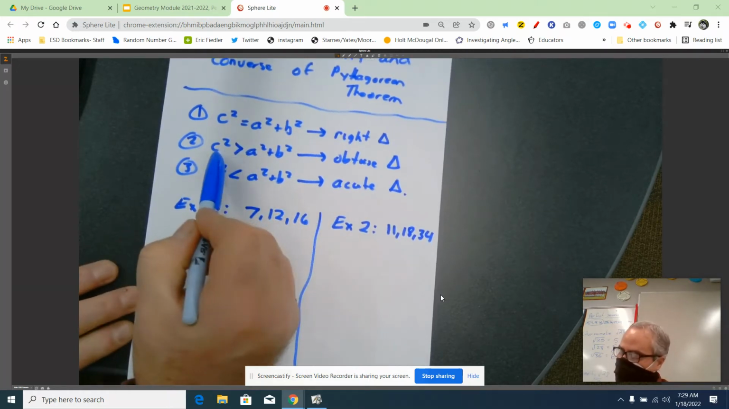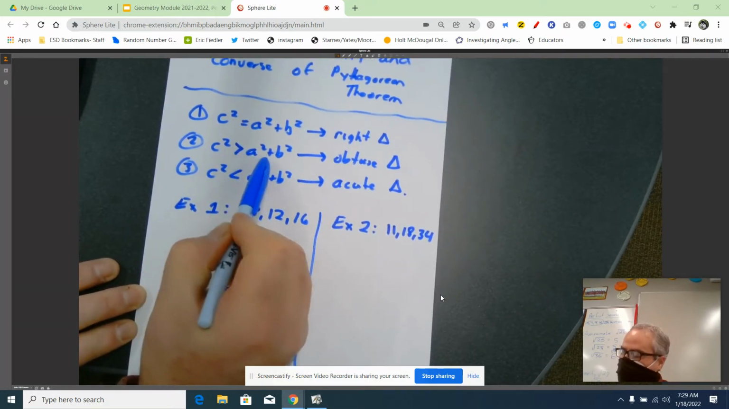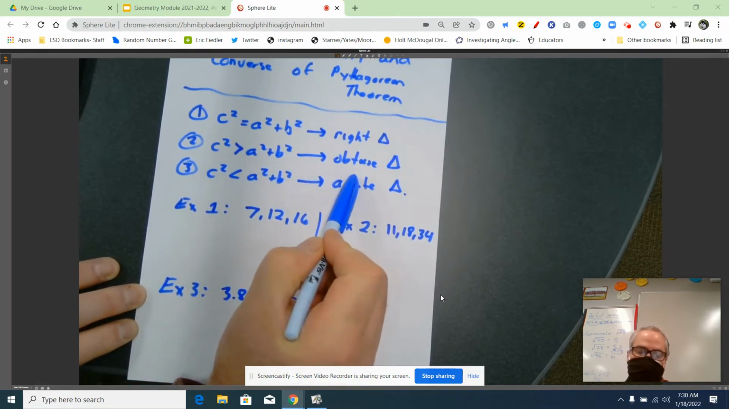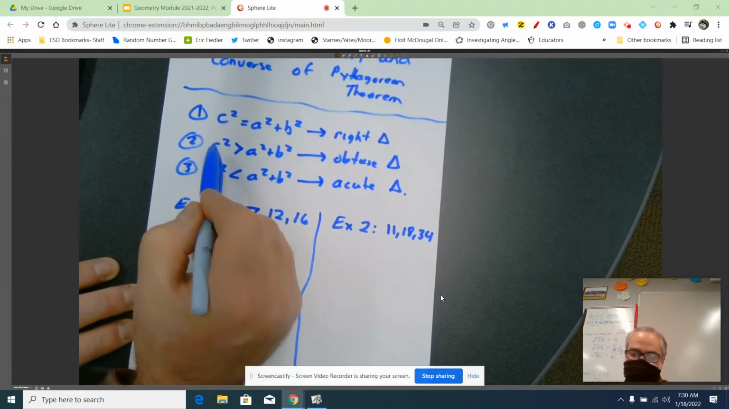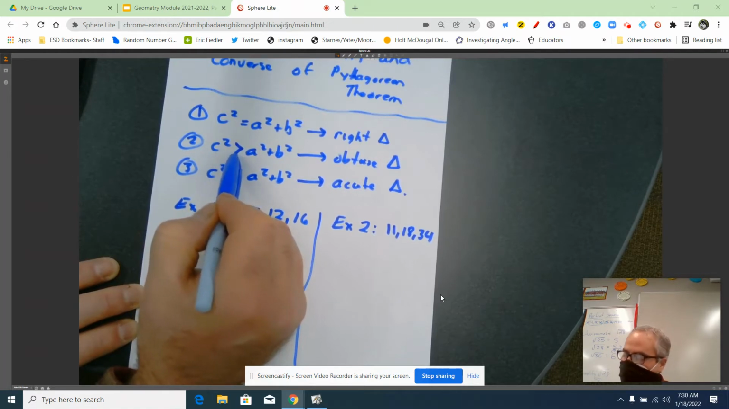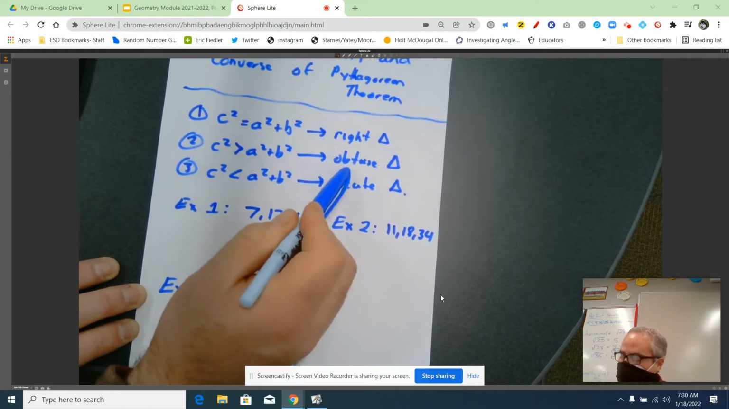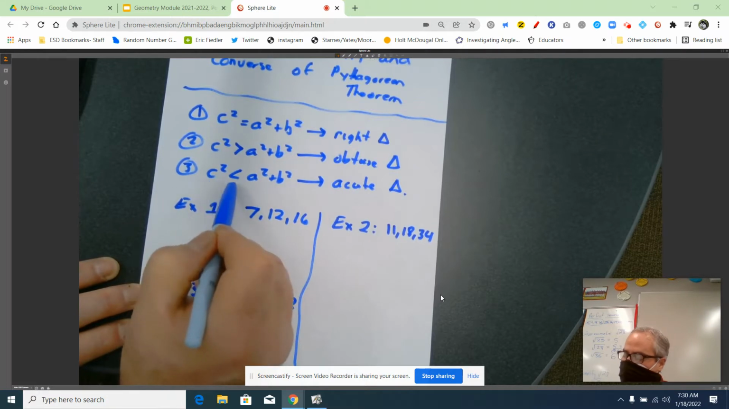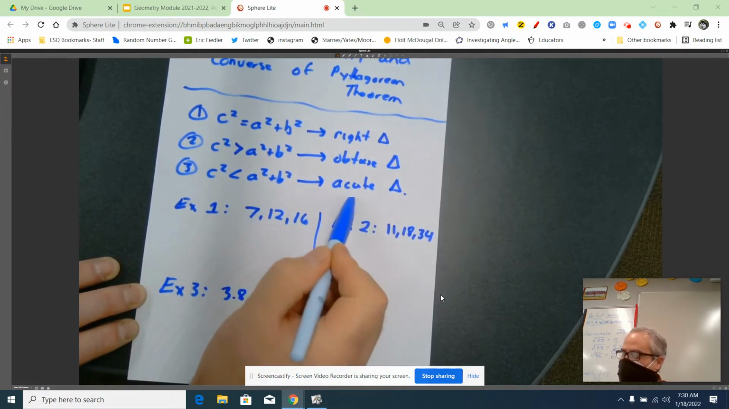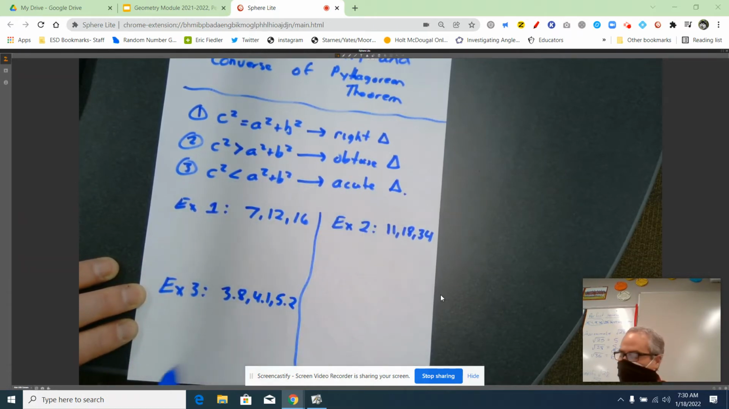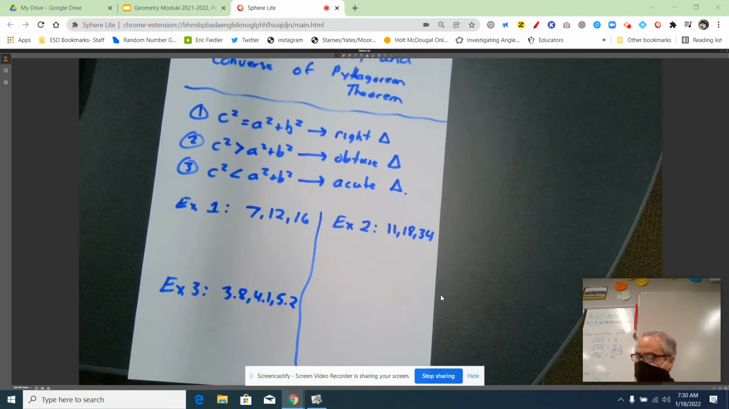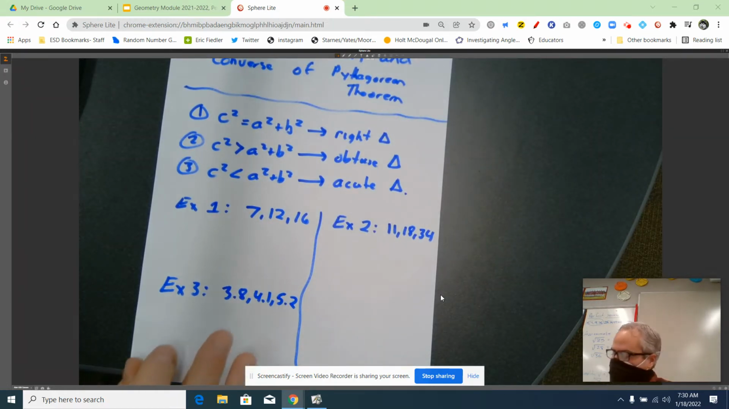Scenario two, if c squared is greater than a squared plus b squared, then it's an obtuse triangle. Now notice, greater than, obtuse means has one angle greater than 90. That's the reason I put c squared on the left. Helps me to remember that greater than means obtuse. Third scenario, c squared is less than a squared plus b squared, means it's an acute triangle. Again, less than 90, acute triangle. Those will help you remember those three ideas from the converse of the Pythagorean theorem. Remember, converse is just switching the hypothesis and the conclusion around.